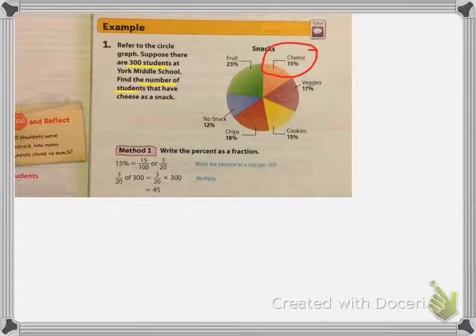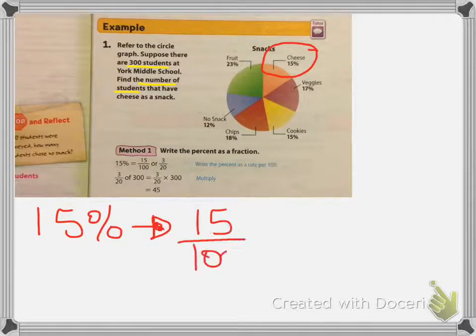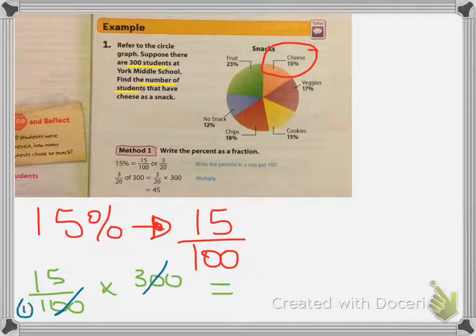So the first thing you do is look at the circle graph, and you want to put a circle around cheese because that's 15%. The next thing that you're going to want to do is put 15 per 100 because 15% literally means 15 per 100. Then you're going to write 15 per 100, and you're going to multiply it by the 300 that are in the total school. So you have 300 total students. That number came from the problem.